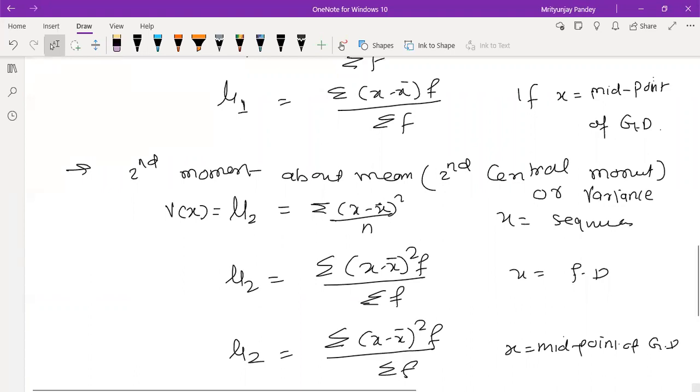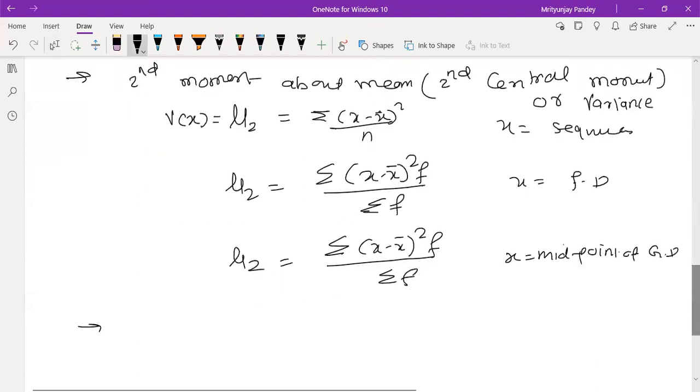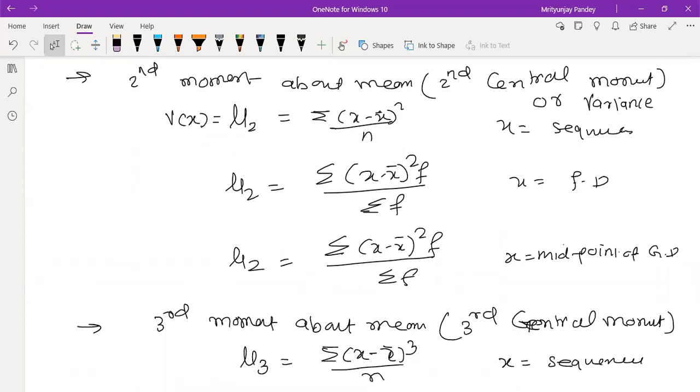Similarly, you can write mu3, the third moment about the mean. This is also called the third central moment. What is the formula of mu3? Summation of (x minus x bar) whole cube divided by n when x is a sequence. Understood?